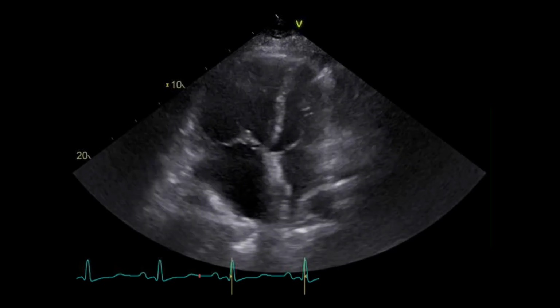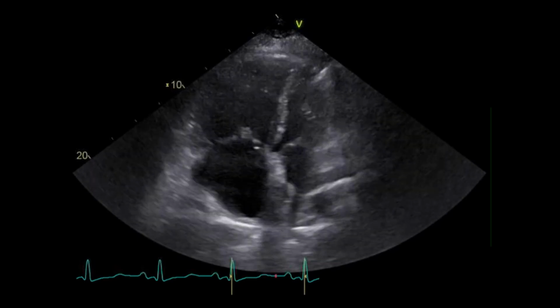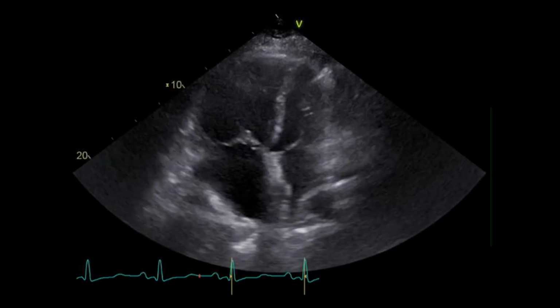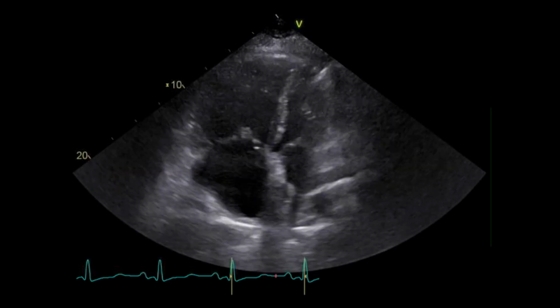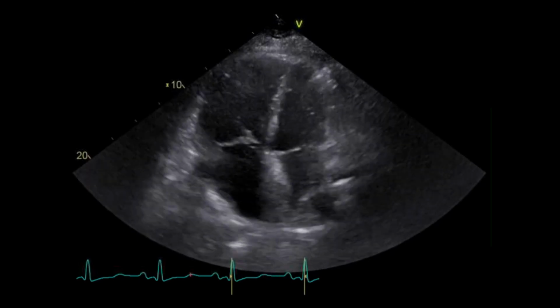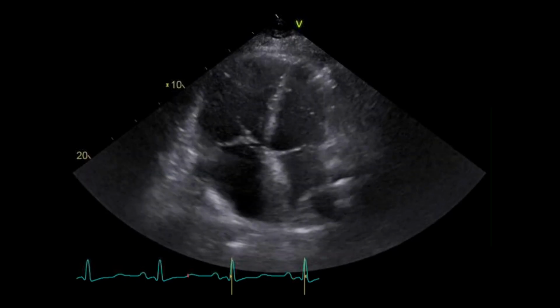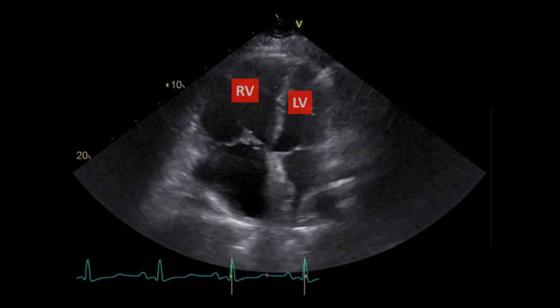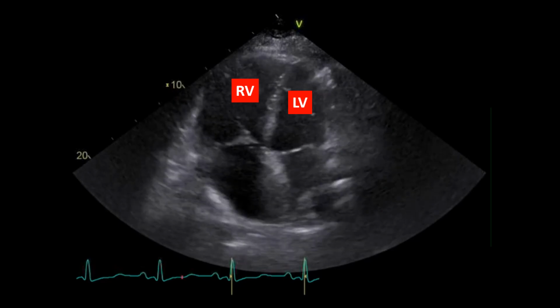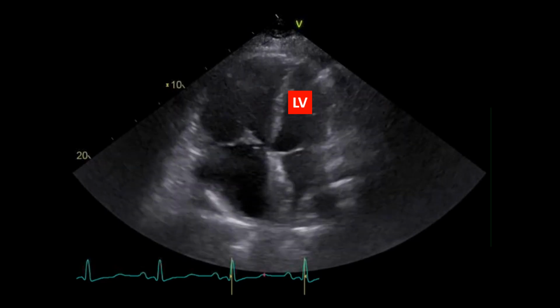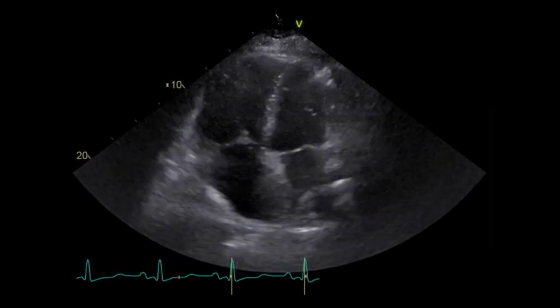I would encourage you to perform bedside echocardiography on all patients with pulmonary emboli who are admitted to the ICU. Echocardiography is able to elucidate RV strain better. Here we see an apical four-chamber view. The RV and LV are labeled. You can appreciate how much larger the size of the right ventricle is when it's compared to the left ventricle.